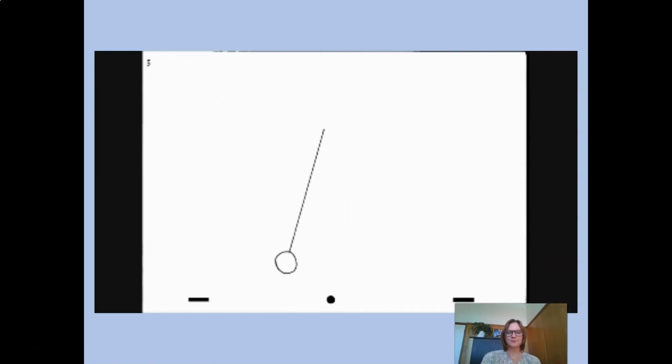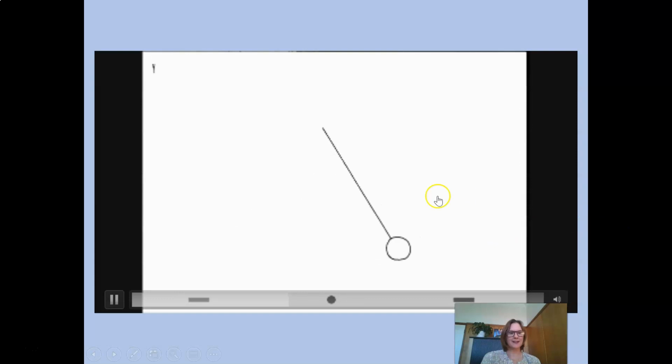Watch it. It is a pendulum moving from left to right. And it just keeps swinging. Okay.